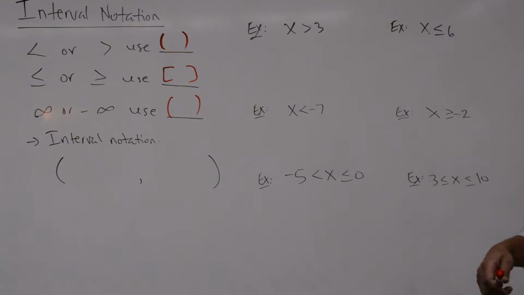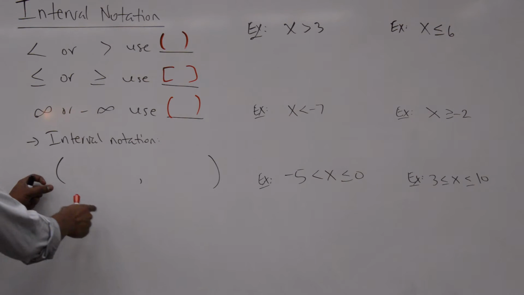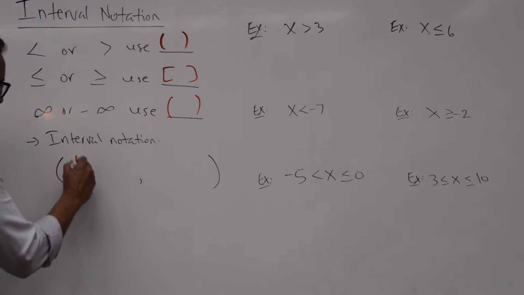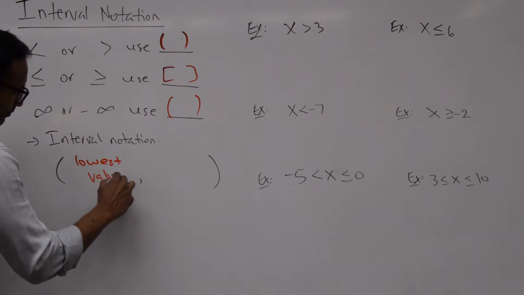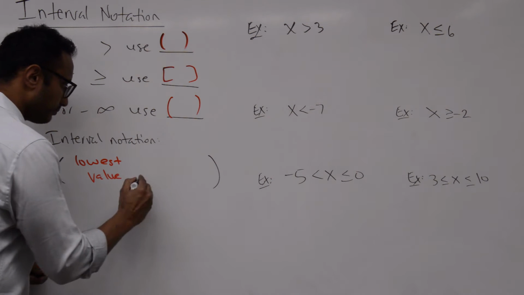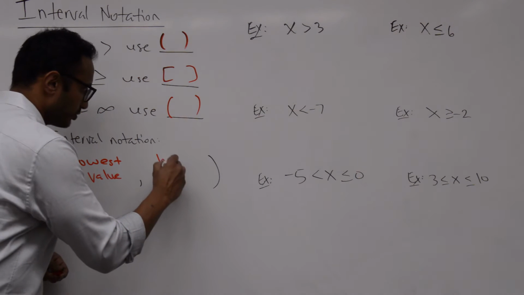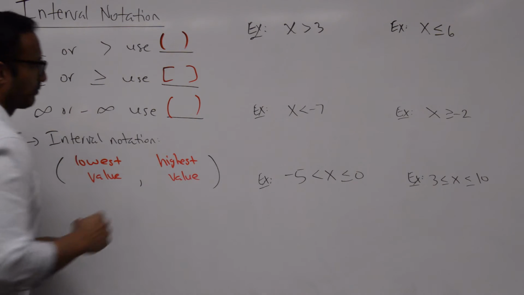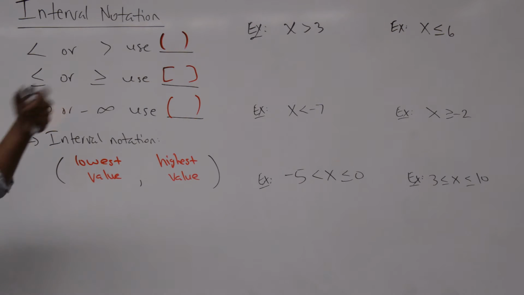Okay, now what does interval notation look like? In interval notation, you have either a parenthesis or a bracket on each end. And the first value is the lowest value of a solution set. And then there's a comma in between. The second value is going to be the highest value of a solution set. It's kind of a simplistic way to think about it. Okay, now let's do some examples.